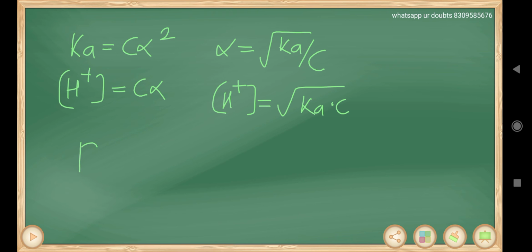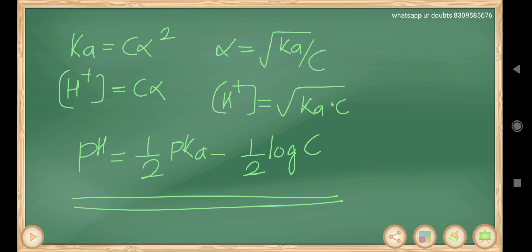And pH, if you want to calculate, pH is equal to half pKa minus half log C. This is for acids. Ka is equal to C alpha square. Alpha is equal to root over Ka by C. H plus concentration is equal to C alpha, or H plus concentration is equal to root over KaC. pH is equal to half pKa minus half log C.